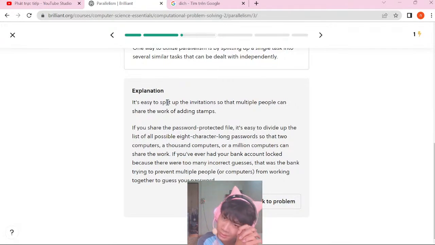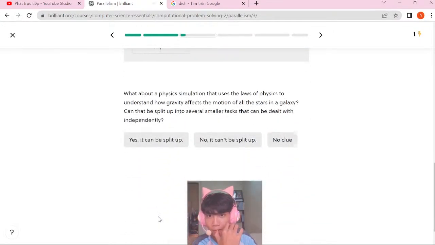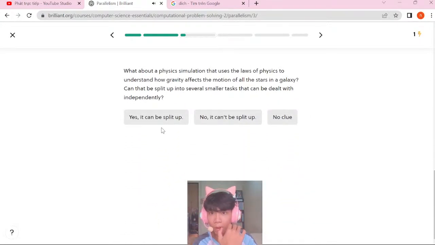What? It's still hard to understand. What about a physics simulation that uses the laws of physics to understand how gravity affects the motion of all the stars in a galaxy? Can it be split up into several small tasks that can be dealt with independently?